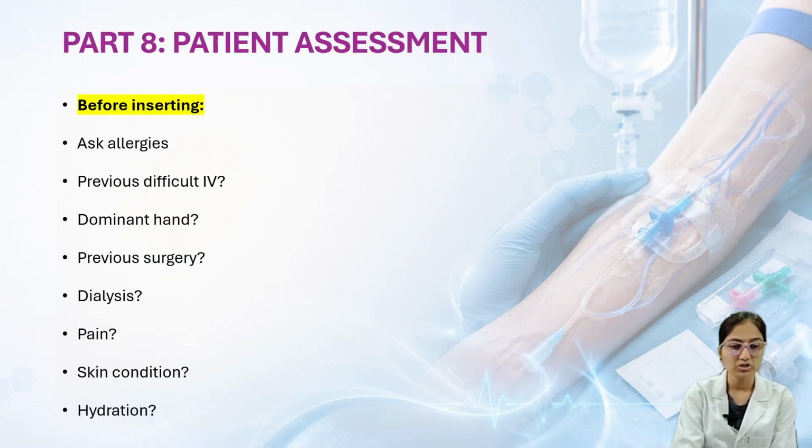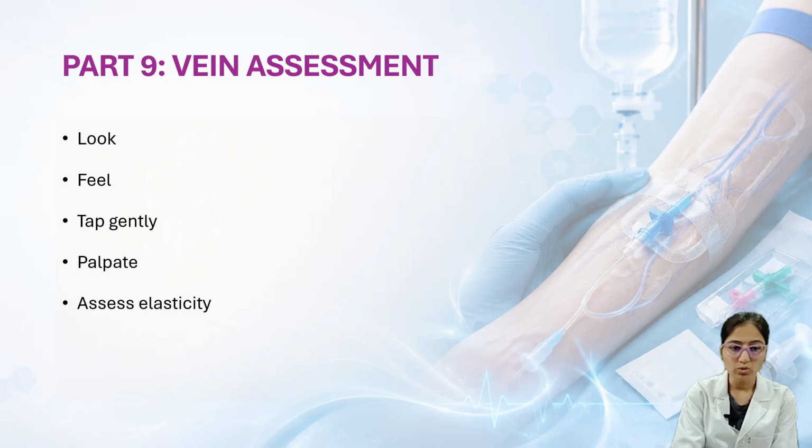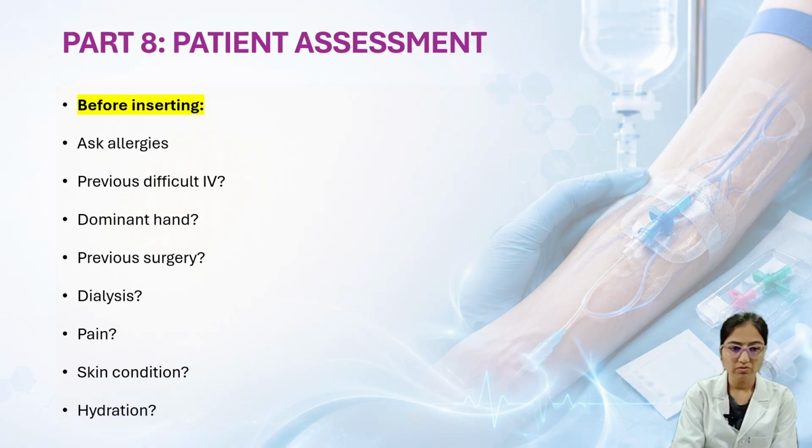These are the equipment we need for IV cannulation. And then next, patient assessment. A very important step. Before inserting, we need to communicate about allergies, previous difficult IV, dominant hand, previous surgery, dialysis, pain, skin condition, hydration. We need to look. We need to ask the patient.